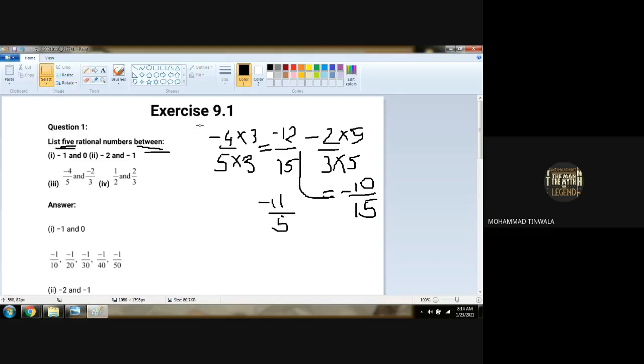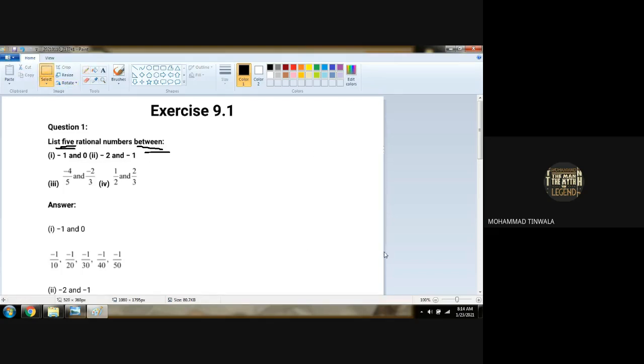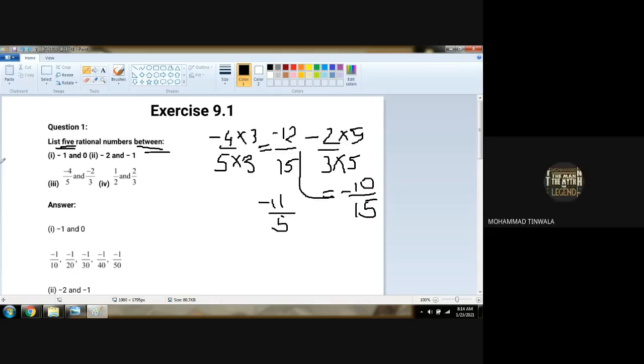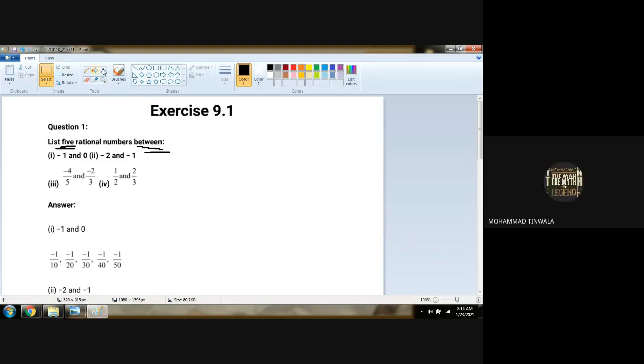How many numbers do we have to find? 5 rational numbers. So even 15 is not working. In the table of 15, 15 2s are 30. Even 30 will not work. So we will go with 45. 15 3s are 45. Is that clear?